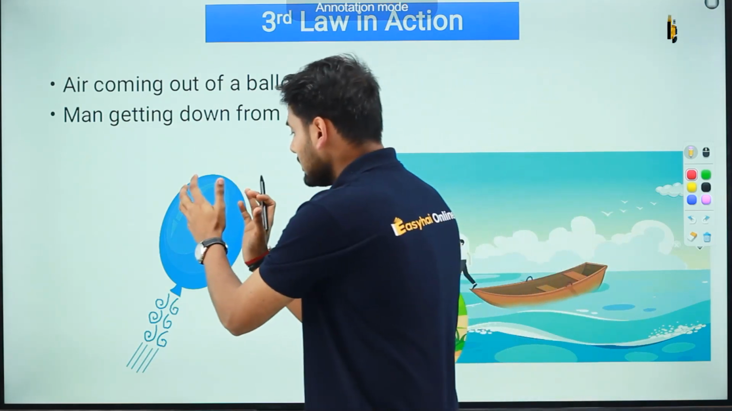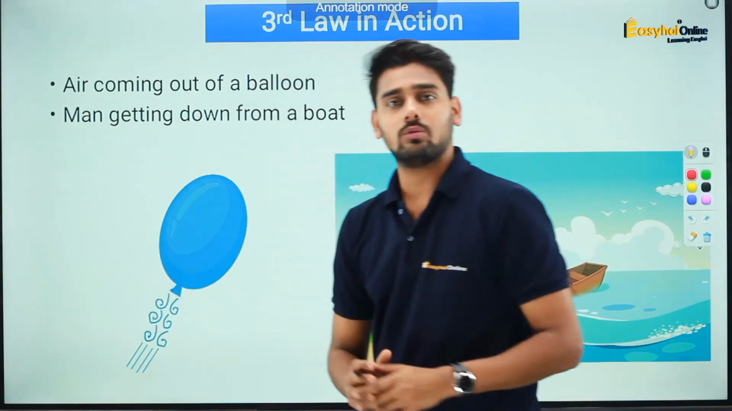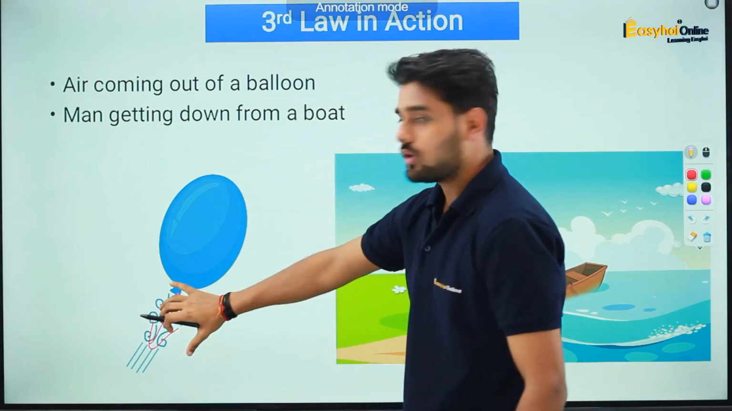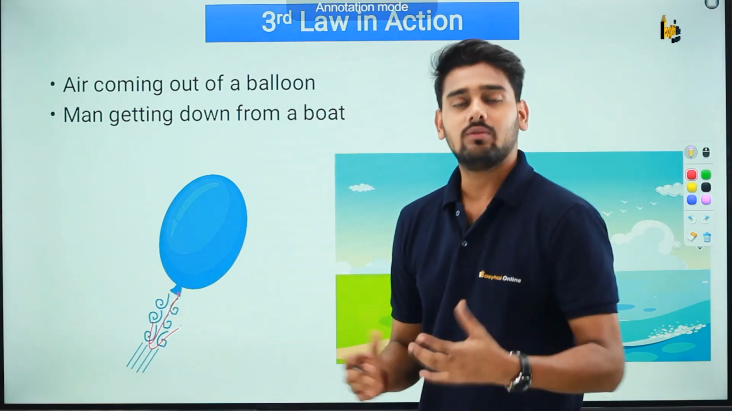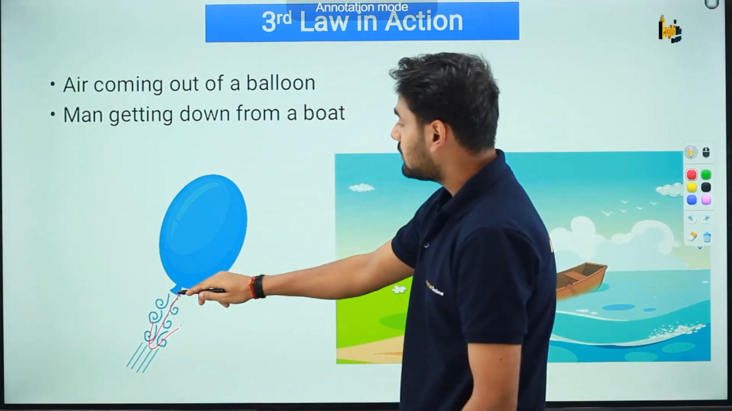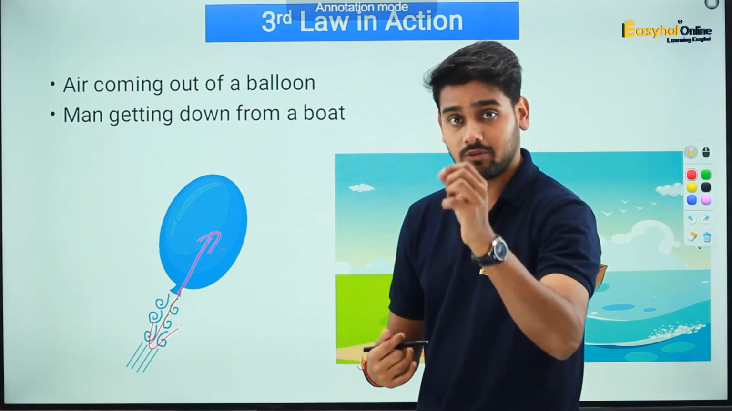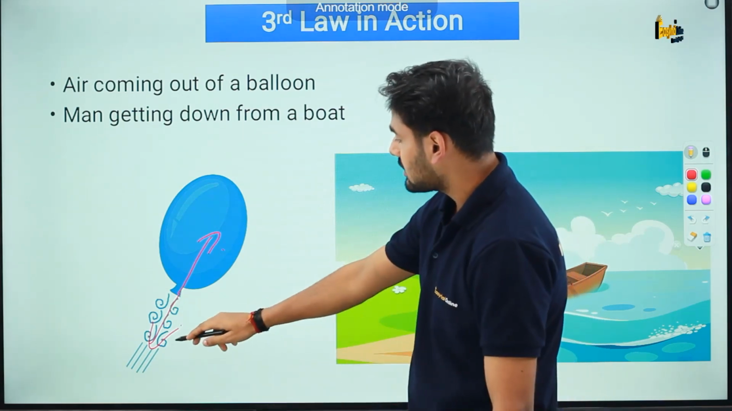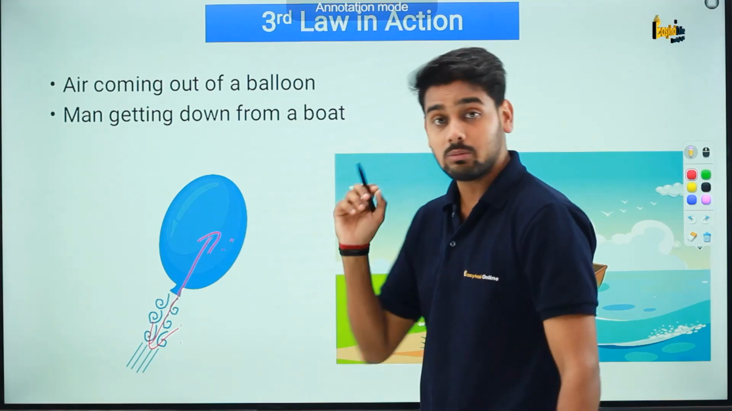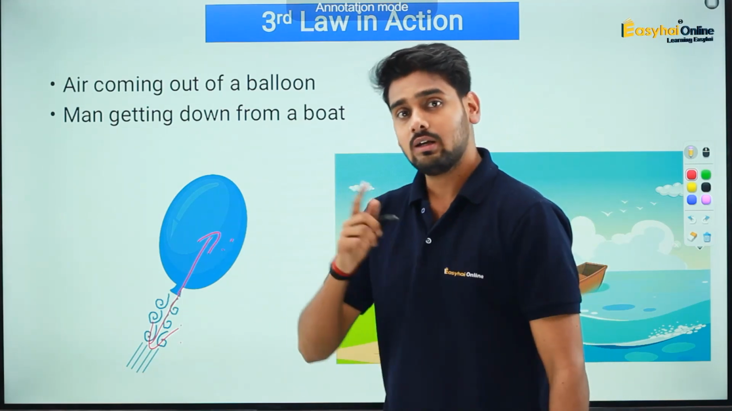See, the balloon is basically pushing the air outwards. As a result, the balloon is applying outward force on this air, right? We know that according to Newton's third law, this air is bound to push the balloon in the upward direction. Remember, every action has an equal and opposite reaction. So this, let's say, is action and this is going to be the reaction.